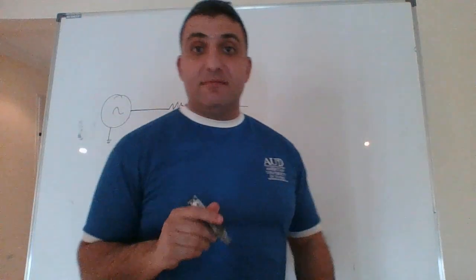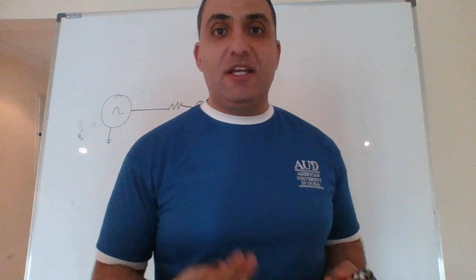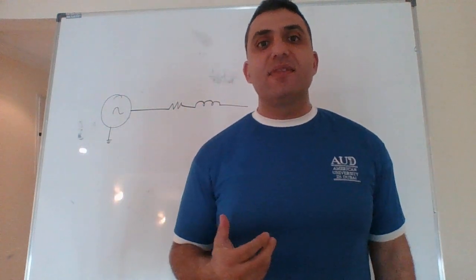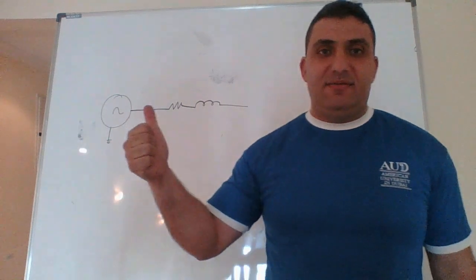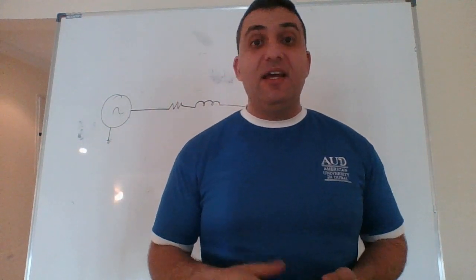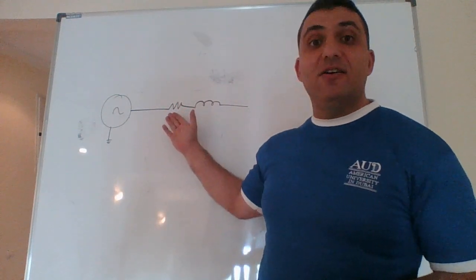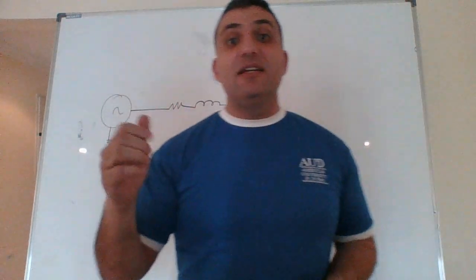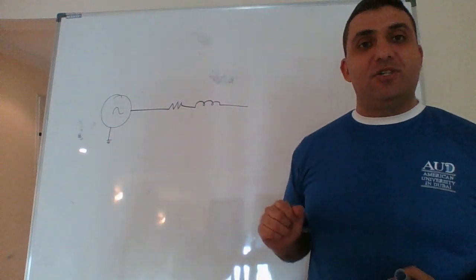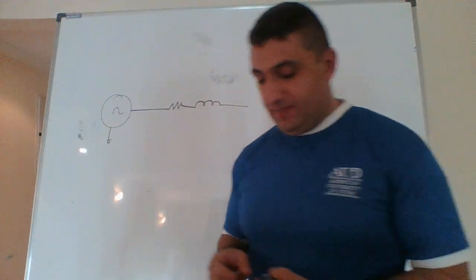Now, for us to transmit the power, we have to take into consideration two main elements from an electrical point of view. Element number one is power losses along this transmission line, and the power losses are related to the resistance of the transmission line. Number two is the voltage drop along the transmission line.